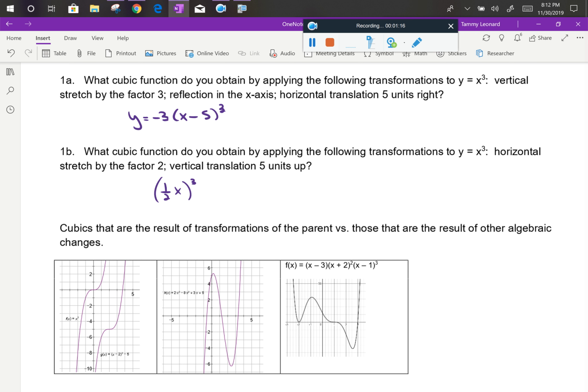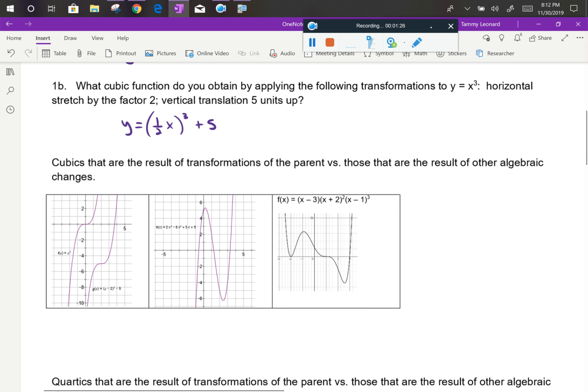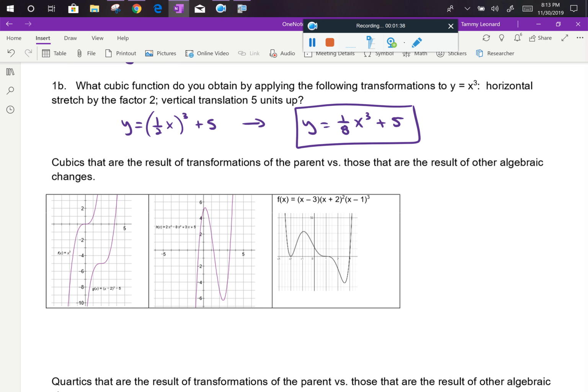All right, and then here we have a vertical translation 5 units up, so that happens after the cube. And the only thing we would do to finish this off is, because there's arithmetic that we can simplify, we'd want to do that. So we're going to say y equals 1/8 x cubed plus 5. Notice, if we saw the equation written this way, we would have no way of knowing that that was a horizontal stretch by a factor of 2, which looks like 1/2 in the problem, rather than a vertical compression by a factor of 1/8. We wouldn't be able to tell the difference.